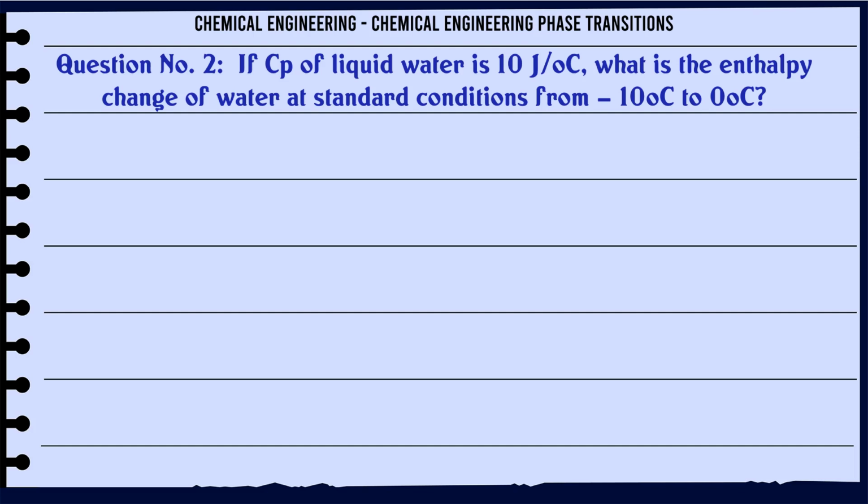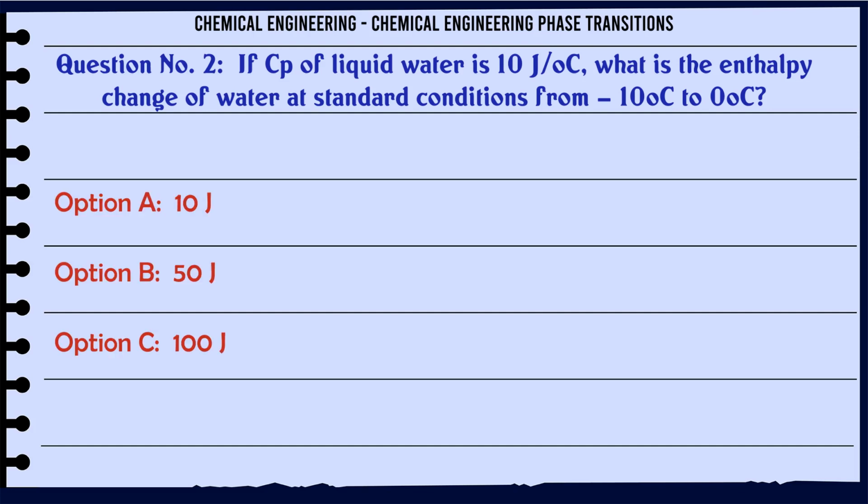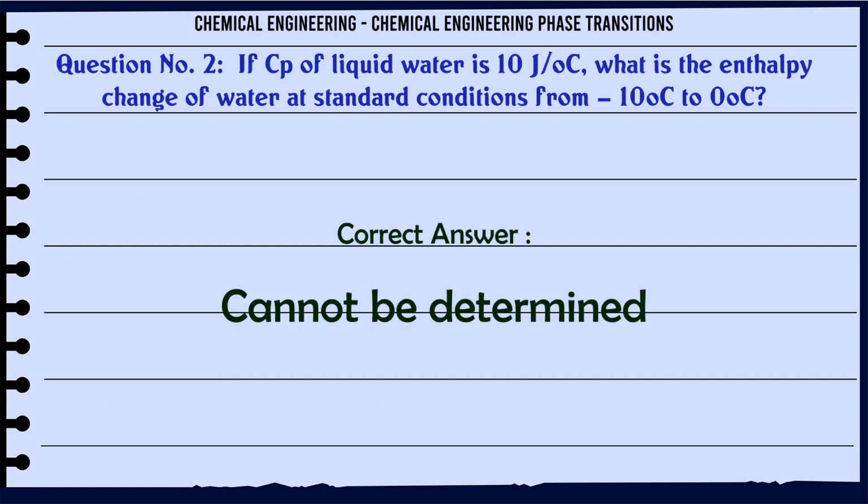If Cp of liquid water is 10 J/°C, what is the enthalpy change of water at standard conditions from 10°C to 0°C? A) 10 J, B) 50 J, C) 100 J, D) cannot be determined. The correct answer is cannot be determined.